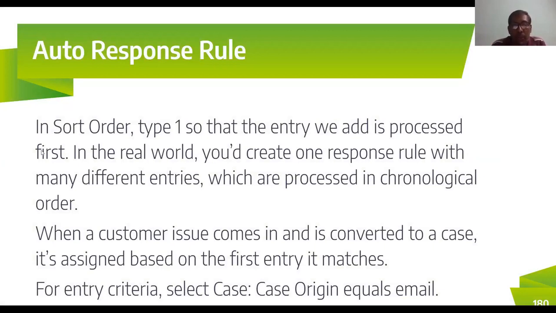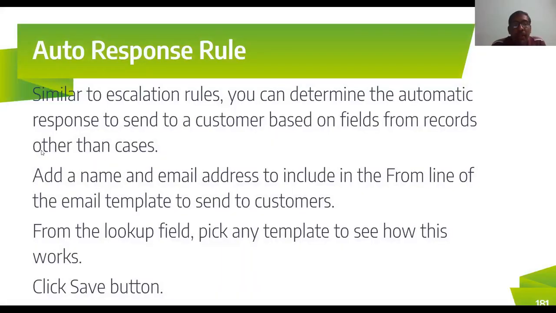You would create one response rule with many different entries, which are processed in chronological order. When a customer issue comes in, it is converted to a case and assigned based on the first entry it matches. For entry criteria, it is case origin equals email. Similarly to the escalation rule, you can determine the automatic response to send to a customer based on fields from records and other cases. Add an email address to include in the from line of the email template to send to the customer. From the lookup, pick the template and click on save.